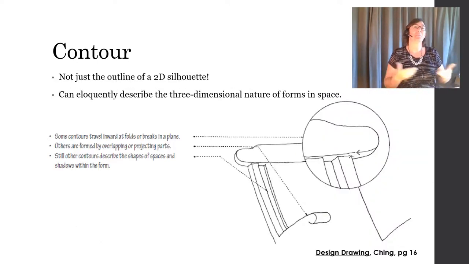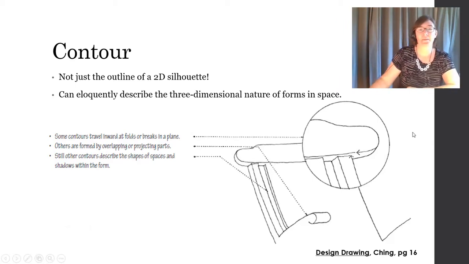Okay, but I don't want to give you the wrong impression that we're just talking about the silhouette of an object. This contour idea is not just the outline, but it actually is a way of using lines to describe the three-dimensional nature of your specific form. So here's an example on the screen. Let's take a look. It says, some contours travel inward at folds or breaks in a plane. And that's this one. See how this one comes in? This line right here.